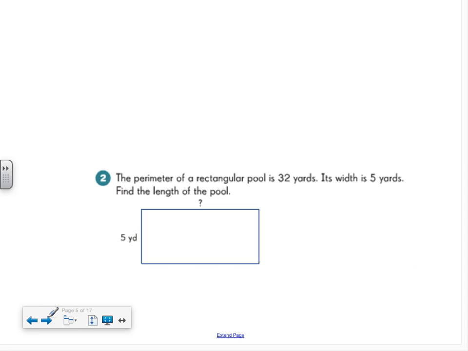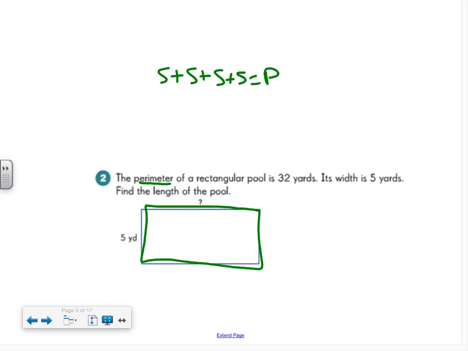I want you to try this one on your own as well, and then press play when you're ready. The perimeter of a rectangular pool is 32 yards. Its width is 5. Find the length of the pool. Again, perimeter. I always think perimeter is side plus side plus side plus side equals my perimeter. So I know if I add all these together, I'm going to get my perimeter.